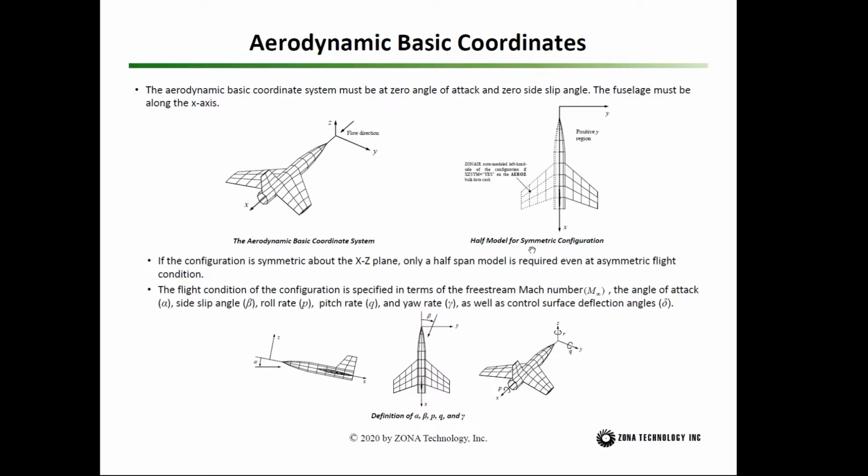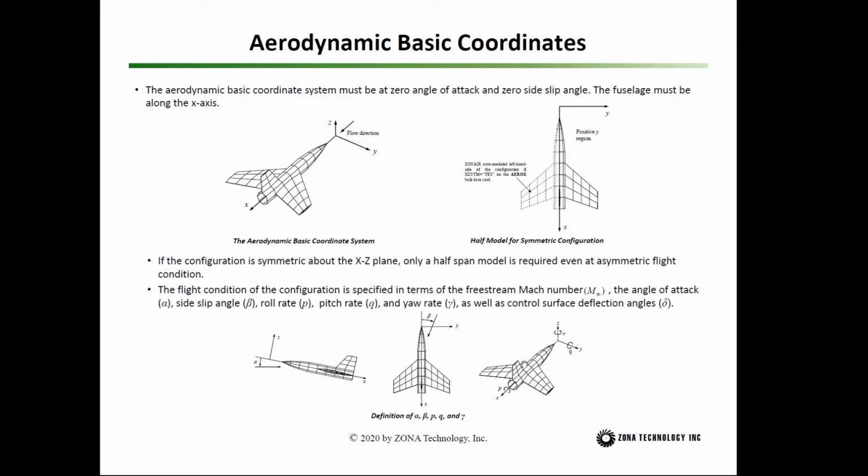However, if you want to use CFD or wind tunnel measured CP to replace the ZONAIR computed CP on the rigid aircraft, in this case, you have to model the full-span model. The flight condition is specified in terms of a free stream Mach number, the angle of attack, the sideslip angle, and the roll rate, pitch rate, and yaw rate. The roll rate and the yaw rate follow the right-hand rule.